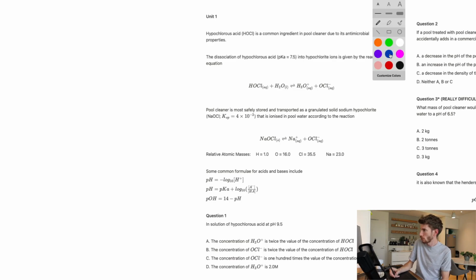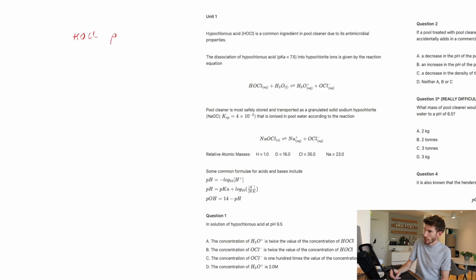So first of all, we can see we've got HOCl. Right next to that, pKa is 7.5. And it dissociates into hypochlorite ions, which we can assume are there, is given by this reaction. So we might want to write that down on the paper as well. My handwriting's probably going to be pretty shocking, but H2O and then into H3O+ and OCl-.